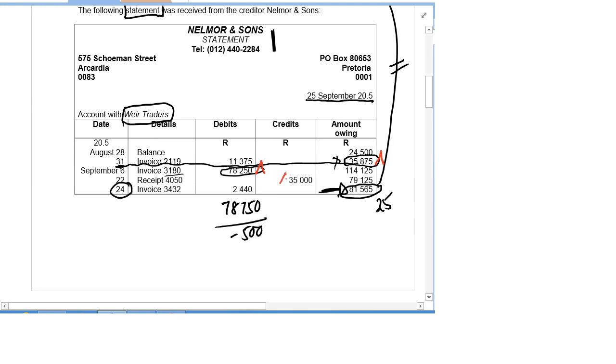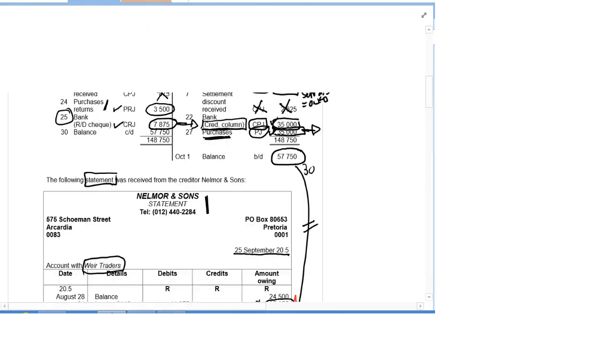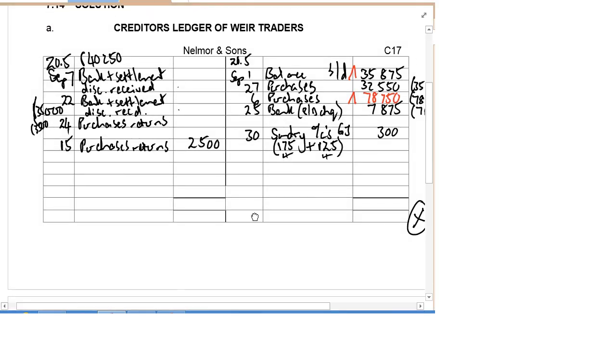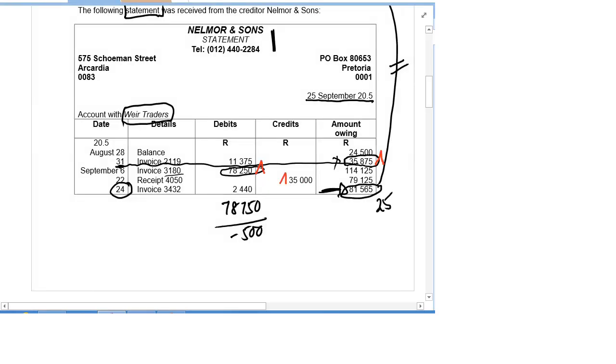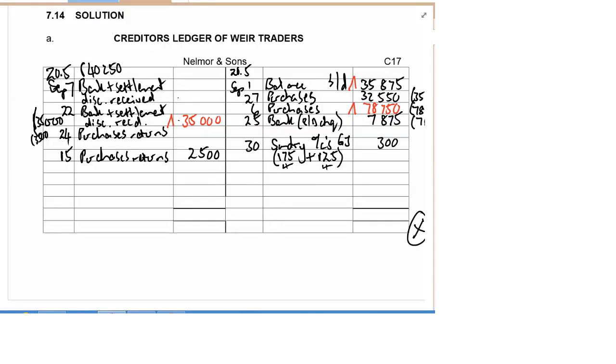This 35,000 is money that we paid to them on the 22nd. And if we go and look at our ledger account here on the 22nd, I'm going to put the 35,000 in because that payment has been recorded. Here's the 35,000. They've received it and we've recorded that we made the payment on the 22nd.